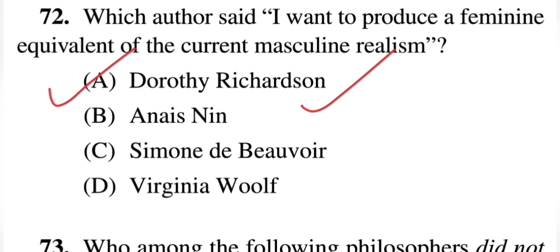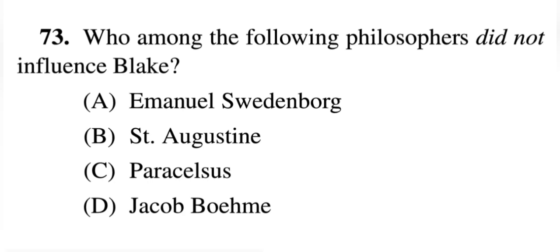It says, who among the following philosophers did not influence Blake? William Blake, you must have known his name, a notable poet from, if I'm not wrong, the Romantic Age. I may be wrong, so please do your own research. Okay, options are A, Immanuel Swedenborg, B, Saint Augustine, C, Paracelsus, D, Jacob Boehme. 73. Correct answer will be B, that is Saint Augustine.